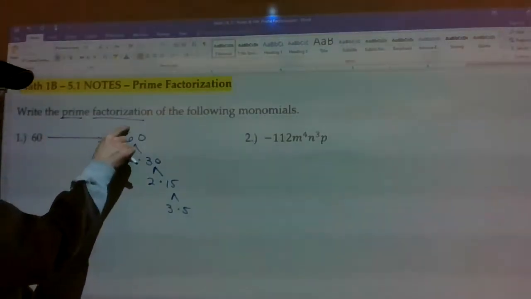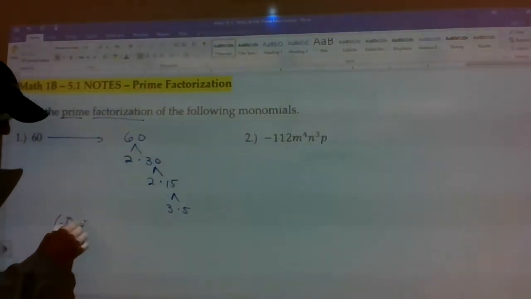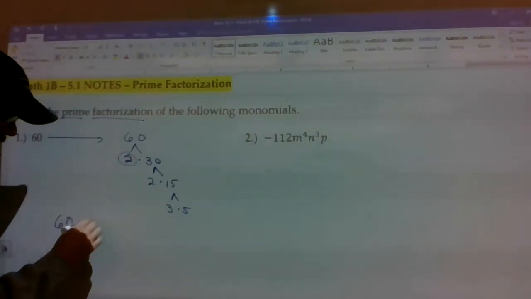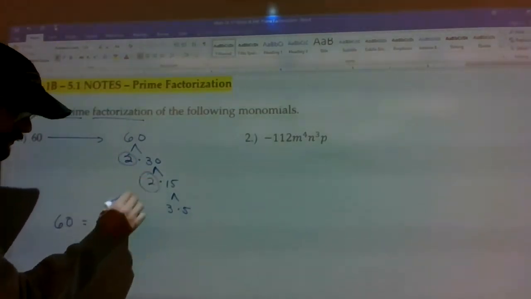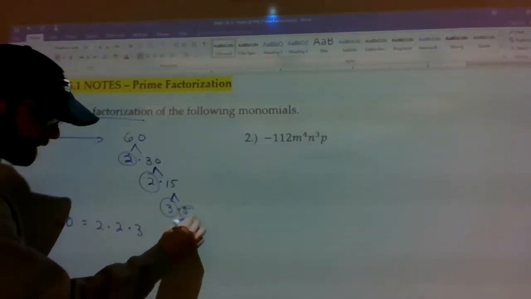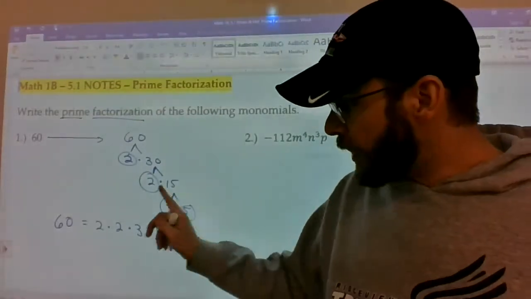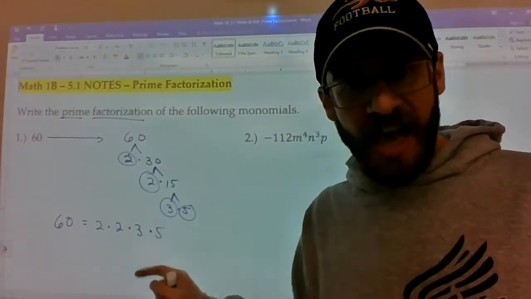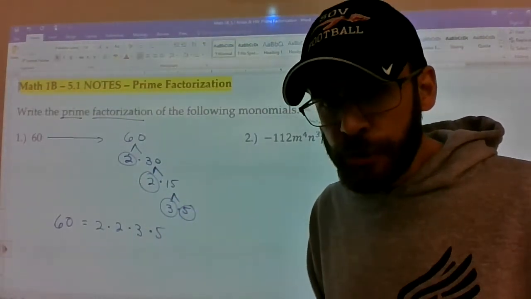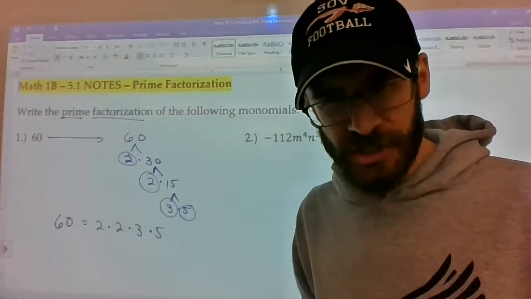So the prime factorization for 60, and this is how I'd write the final answer, is going to be 2 times 2 times 3 times 5. Okay? And I'd like you guys to write it just like that, okay? Don't give me 2 squared times 3 times 5. Write it where everybody's expanded, just like that, okay?